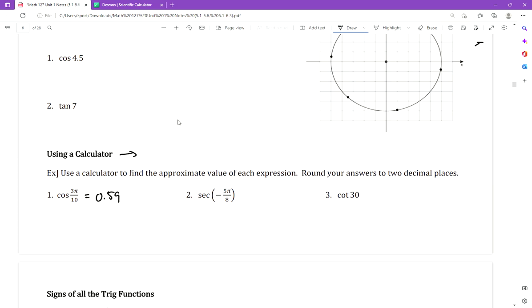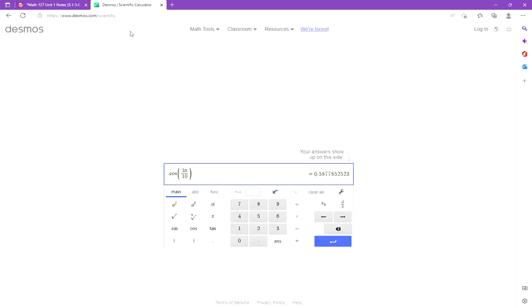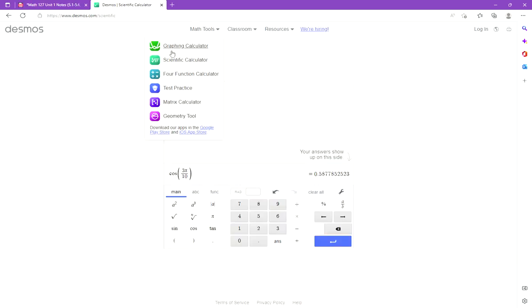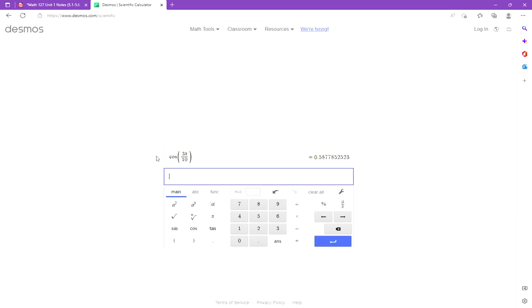So, using a calculator, and I'm just using Desmos. Desmos can do graphs as well, which will be useful for other things. I did the scientific, so math tools, graphing, scientific. I'm doing scientific. And you can press enter and it saves it.